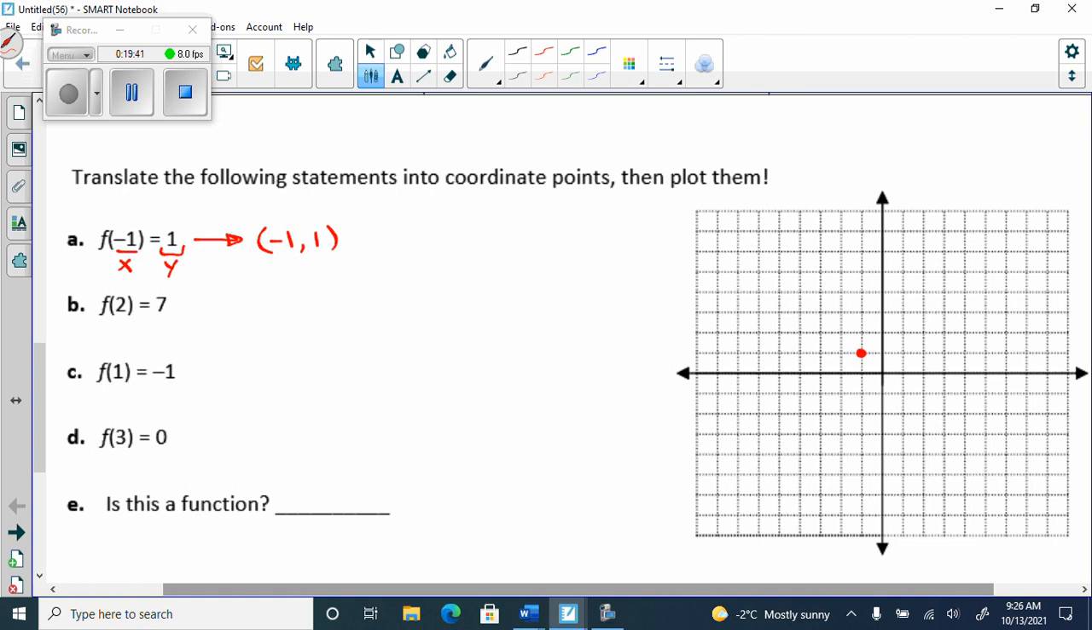What's this one going to be? 2 and 7. So I go to 2, 1, 2, 3, 4, 5, 6, 7. I'm not connecting them or anything, I'm just plotting the points. Then this one is 1 and negative 1. And then this one is 3, 0.